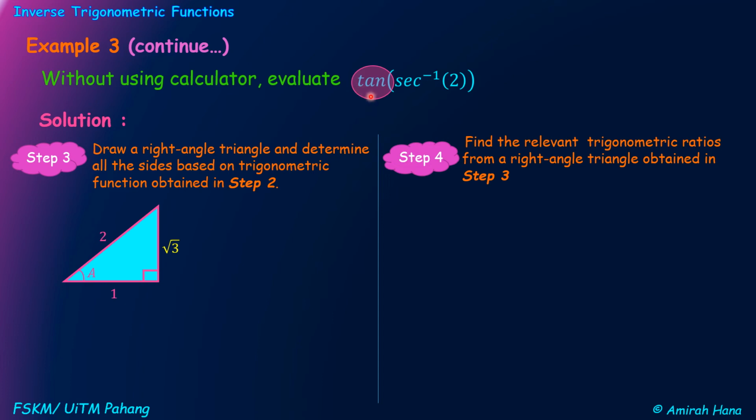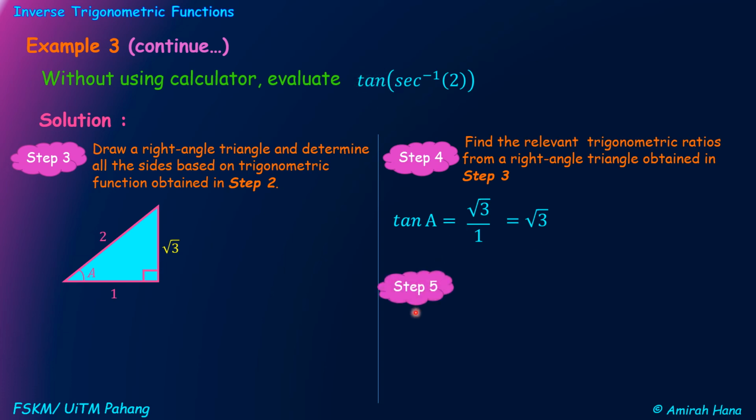From the given question, we have tangent here. So the relevant trigo ratio from the right angle triangle is tangent A. Tangent A equals to opposite, square root of 3, over adjacent. Square root of 3 here means opposite, and 1 here means adjacent because this is tangent. After that we can simplify and we can write square root of 3.